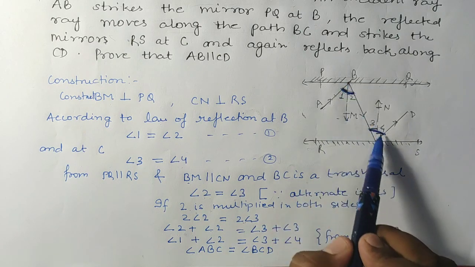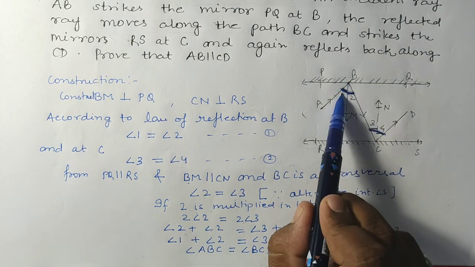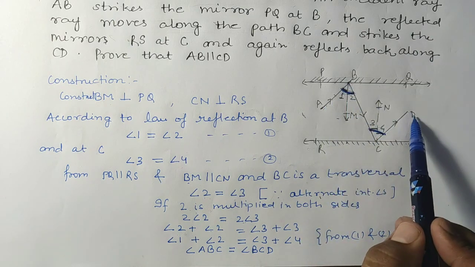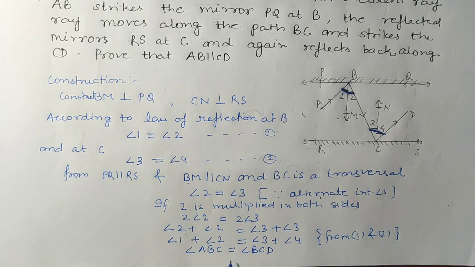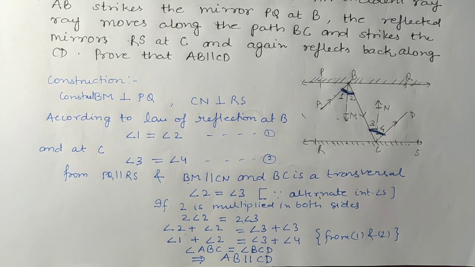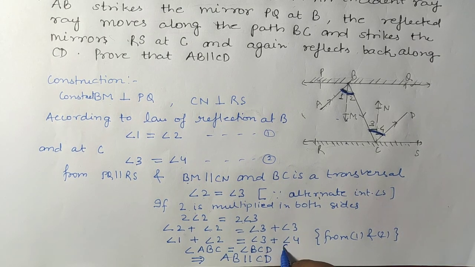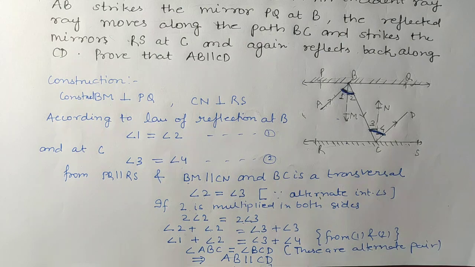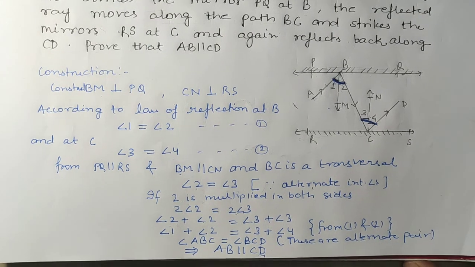Now in this figure, the whole angle ABC and the whole angle BCD, and BC is a transversal. So these are the pair of alternate interior angles for which two lines? For AB and CD. So this step will give us the result that AB is parallel to CD. Here we will write that these are alternate pairs, so this gives the result AB is parallel to CD.